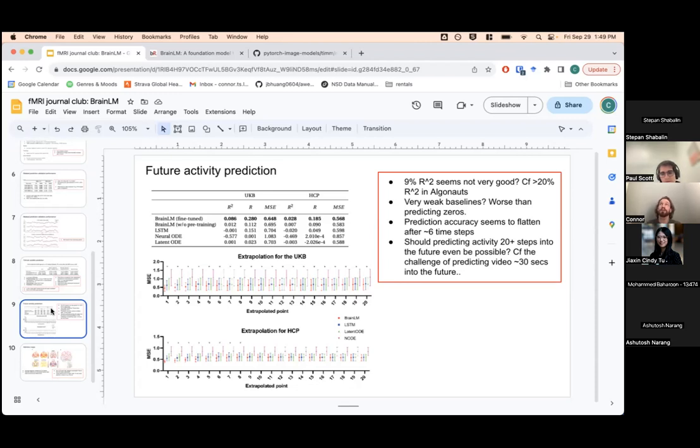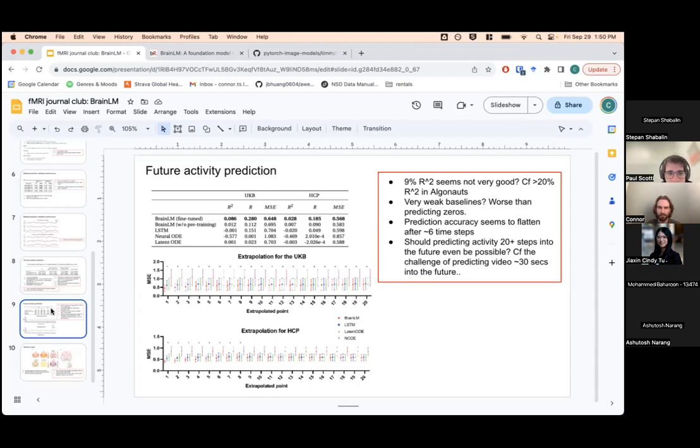Yeah, diffusion would make sense too. In general, this kind of future prediction is hard to do well because, 20 steps into the future, you should have a lot of uncertainty about what the future activity will look like. It doesn't seem like they're doing that well, and they don't have a very compelling baseline to compare with.